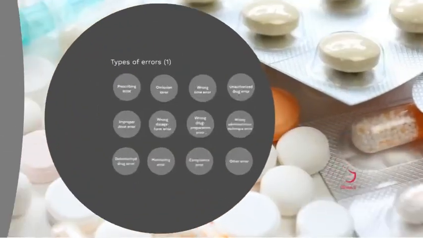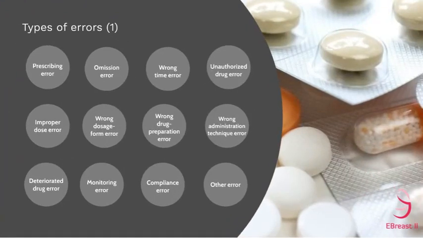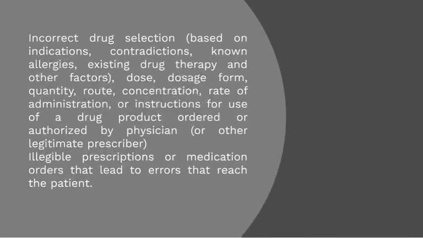Types of errors in the medication use process. Prescribing error: incorrect drug selection based on indications, contraindications, known allergies, existing drug therapy, and other factors. Dose, dosage form, quantity, route, concentration, rate of administration, or instructions for use of a drug product ordered or authorized by the physician. Illegible prescriptions or medication orders that lead to errors that reach the patient.